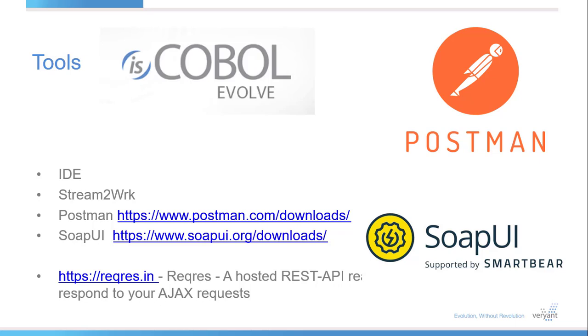We're going to use these tools today. The isCOBOL IDE and our Stream to Work utility will create a working storage copybook from the JSON that's returned from the service. Postman and SOAP UI are open source free tools that you can download from the web. We're going to use Postman, but SOAP UI works just as well. And we're going to access a hosted REST API, and there's the website for it there on the screen.